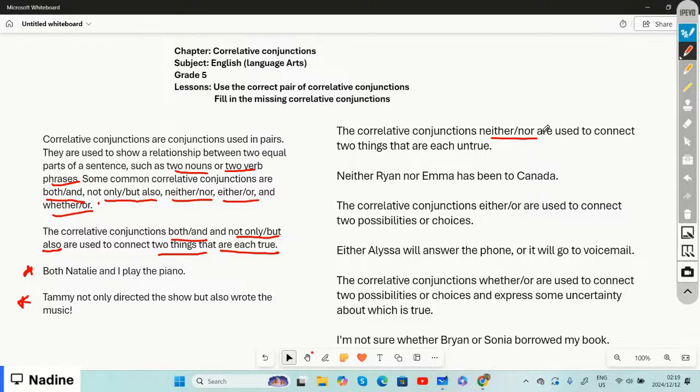All right. If we look at a sentence where we use neither nor, remember it's basically to show that each is untrue. It says neither Ryan nor Emma has been to Canada. So here it is neither Ryan nor Emma has been to Canada. Not one of them.